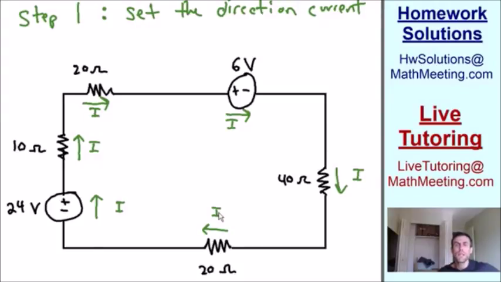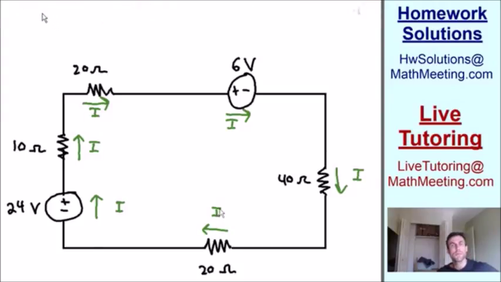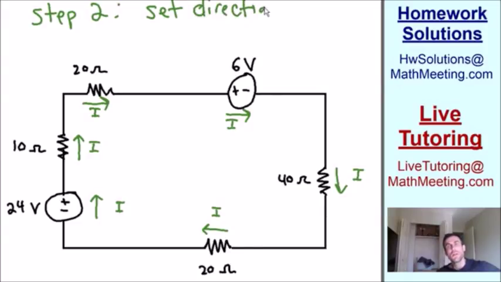Step number 2 is to set the direction of the loop. All right, and you can set the direction clockwise or counterclockwise. It doesn't matter. Once again, if you get a negative value for your current, you just know that your current is going the opposite direction. So let's say that our loop is going to go clockwise. So our loop is going clockwise.